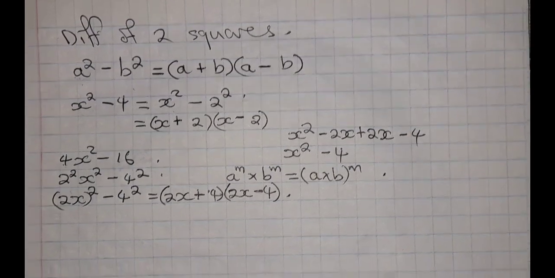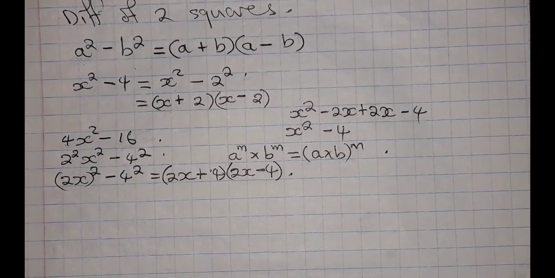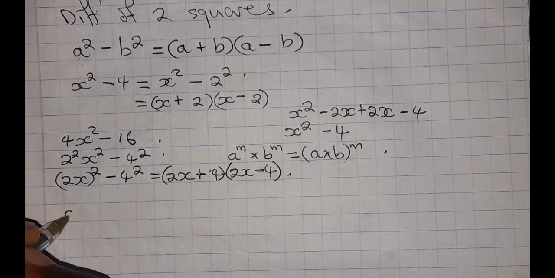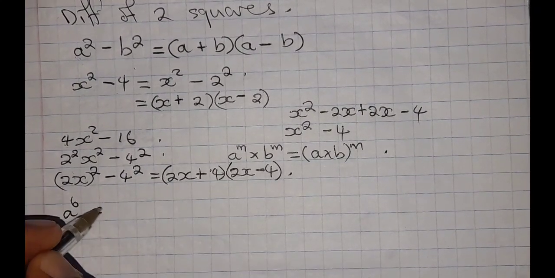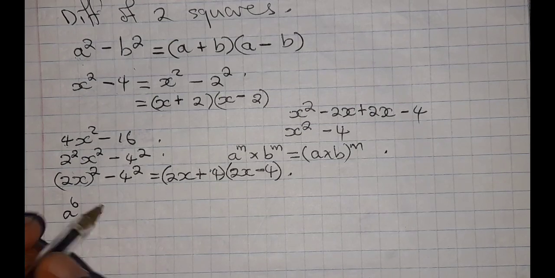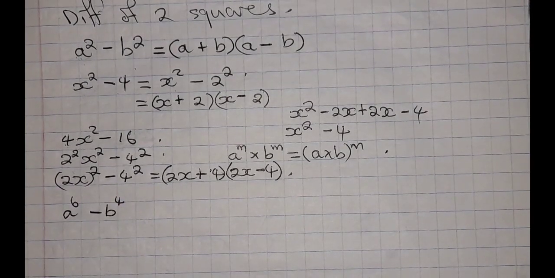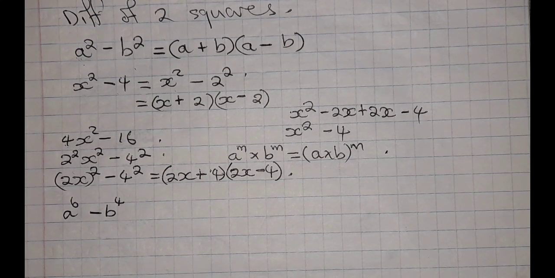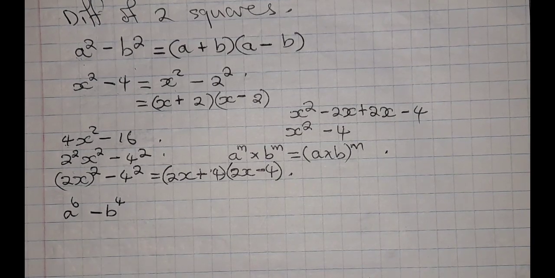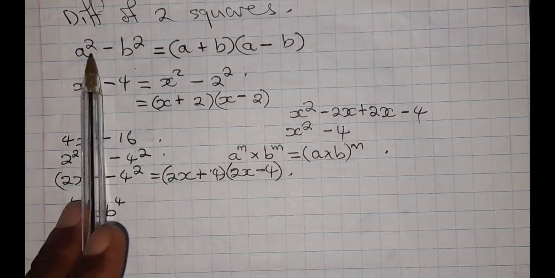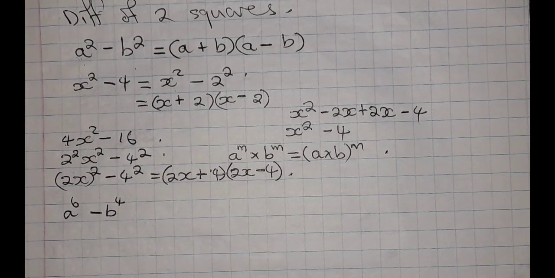And the last example that I have is a to the power of 6 minus b to the power of 4. We want to factorize this one. It is also a difference of two squares. Both of them are squares, just that they are not written in a way that we are used to. So we have to do that.